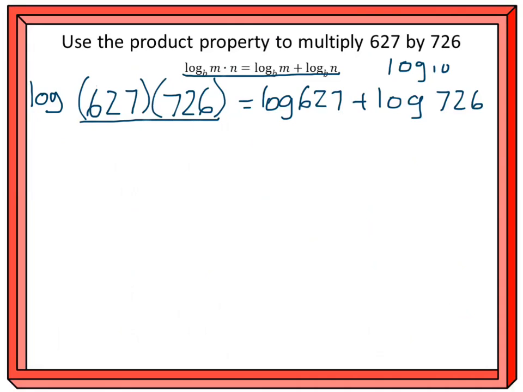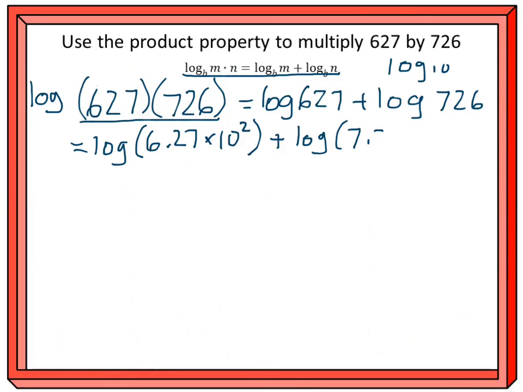We're going to write this as the log of, in parentheses here, 6.27 times 10 to the second, right? I just wrote it in scientific notation. Move the decimal place over 2 places. Plus the log of 7.26 times 10 to the second.